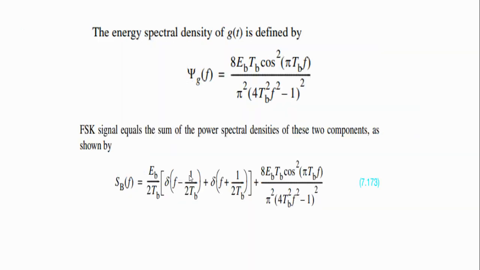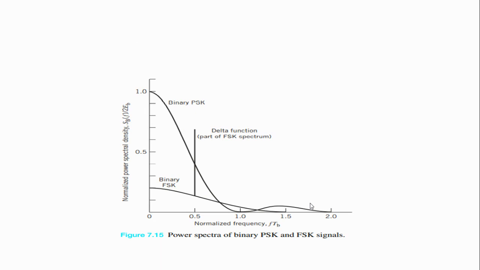If we take the energy spectral density of g(t), it is Ψ(f) = 8 Eb Tb cos²(πTb f) / (π²(4Tb²f² − 1)²). The power spectral density of the FSK signal is equal to the sum of the power spectra of the two components, the in-phase component and the quadrature-phase component. Sb(f) = Eb/(2Tb) [δ(f − 1/(2Tb)) + δ(f + 1/(2Tb))] plus, here we substitute the term Ψ(f), 8 Eb Tb cos²(πTb f) / (π²(4Tb²f² − 1)²). This is the power spectral density of FSK.